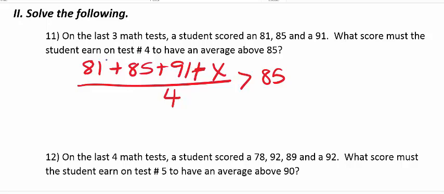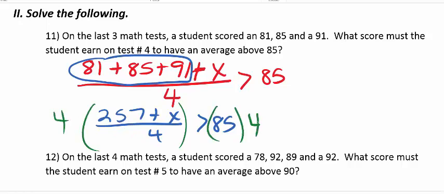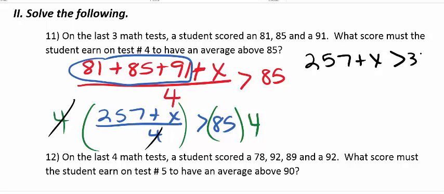Well, to solve this, we want to go ahead and add all these numbers here in the numerator together. So 81 plus 85 plus 91 is 257. And then I'm going to rewrite the rest. Now, the next step is to get rid of this 4 here in the denominator. And we do that because we're dividing everything by 4. We can multiply both sides by 4. And therefore, this 4 and this 4 divide out. And we're left with 257 plus X greater than, and then 85 times 4 is going to be 340.